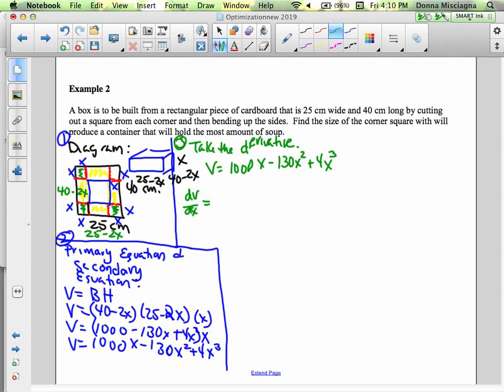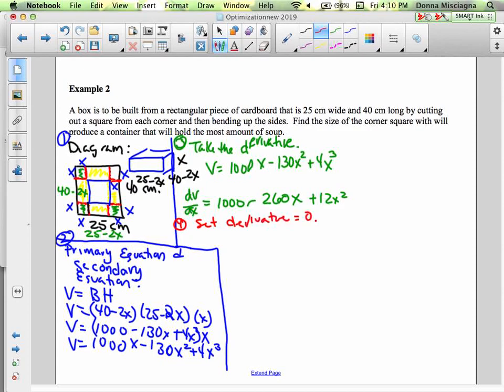So the derivative of 1000x is just going to be 1000. The derivative of negative 130x squared will be negative 260x. And then the derivative of 4x cubed will be 12x squared. All right, step 4, you're going to set the derivative equal to 0, and we'll find our critical points.